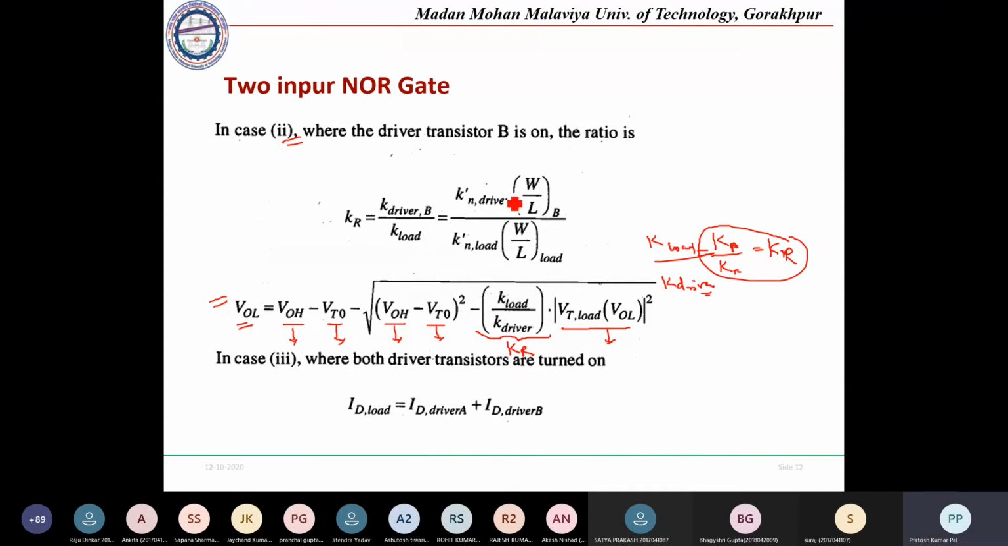Okay, so this Kr value is basically the driver transistor divided by the load one, Kn by Kp. In case of the inverter, we were having Kn by Kp. Here it will be the driver divided by the load one, so here we write in terms of Kr. Whatever equation we have derived was with respect to 1 upon the Kr value.